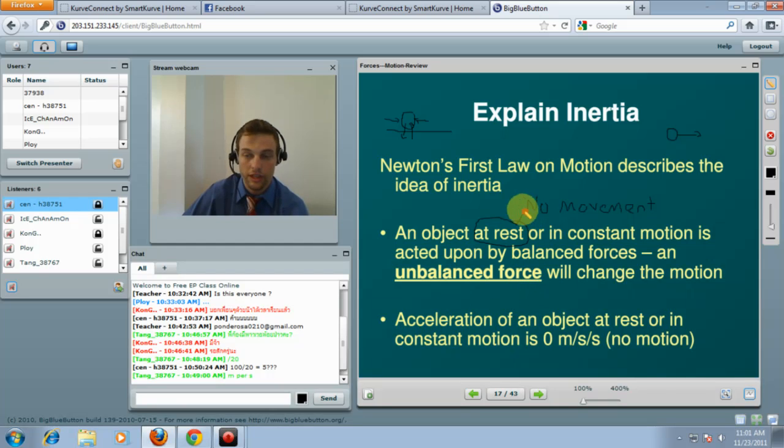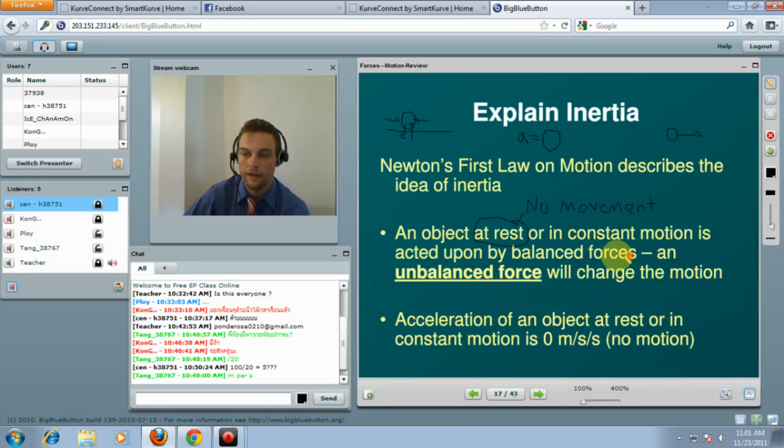And he also said in this first law, acceleration of an object at rest or in constant motion is 0 meters per second squared, which is just a really fancy way of saying there is no acceleration. So Newton's first law, A equals 0. This is really important. If we're talking about Newton's first law, he is assuming A is equal to 0. There can be no acceleration for this to work.